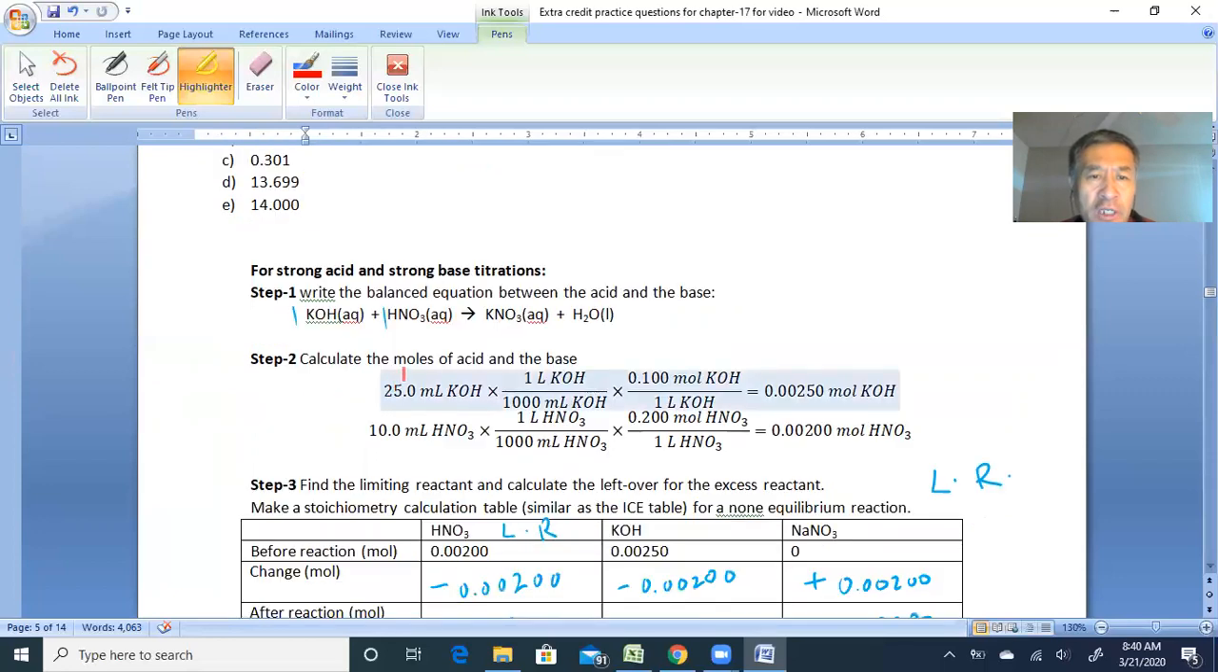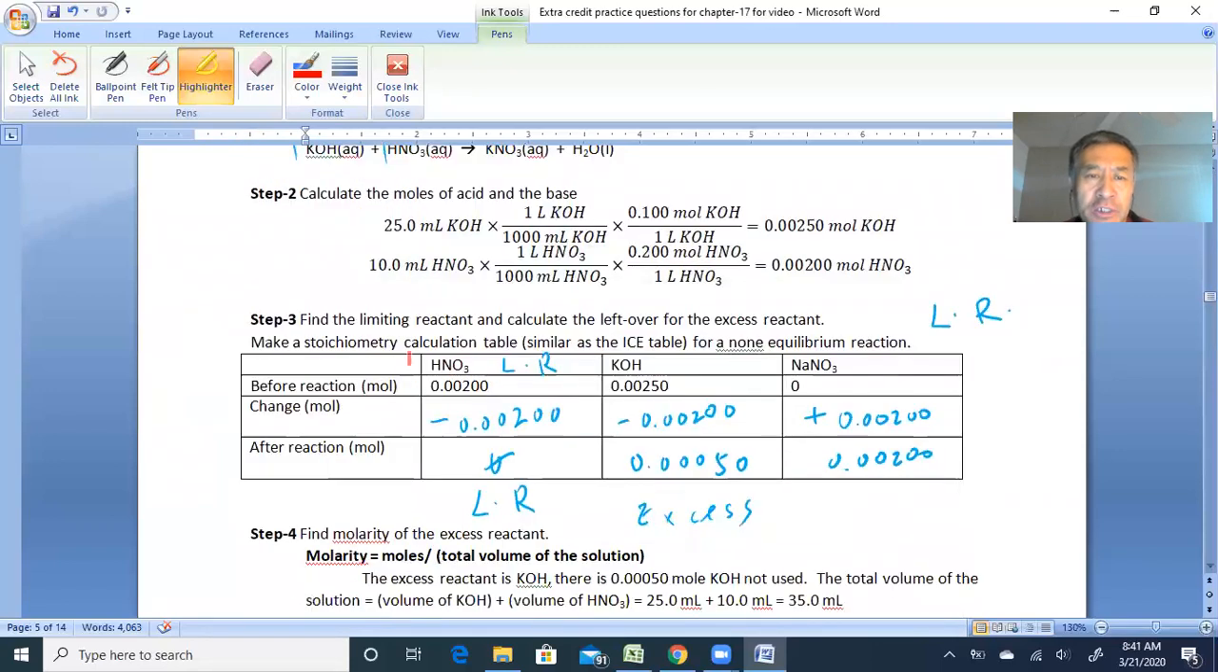Then you calculate the moles of the acid and the base. We have 25 milliliter of the base KOH. Using this fraction, converting from milliliter to liters, and using this molarity to get moles of the base. Do the similar conversion for the acid. We have 10.0 milliliter of the acid, and 1 liter is 1,000 milliliter. We have this molarity for the acid. We have this much mole of the acid.